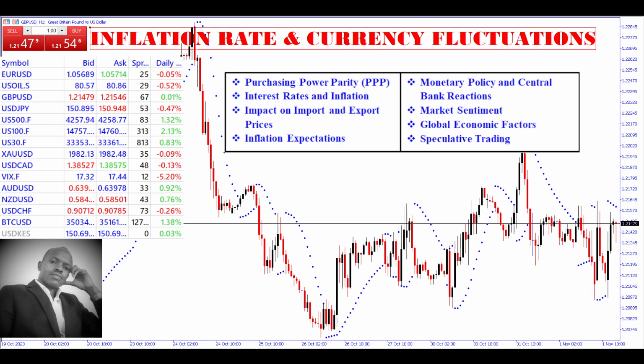Hello traders. A country's inflation rate plays a crucial role in influencing the movement or the trend that its currency assumes at any given time. In this video, we take a look at how the inflation rate of the United Kingdom would affect the British pound as our forecast currency.